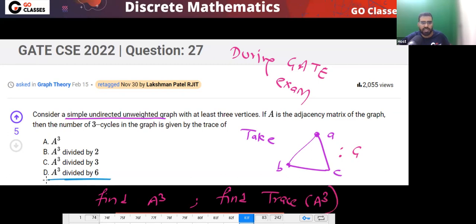Then automatically you will see that the answer is option 6. The answer is this. So this is how you can do it during the GATE exam.